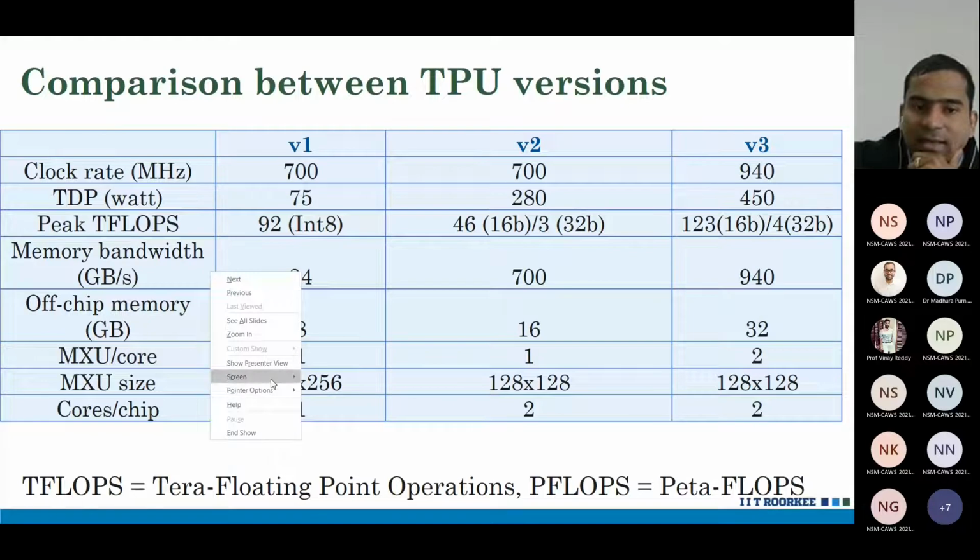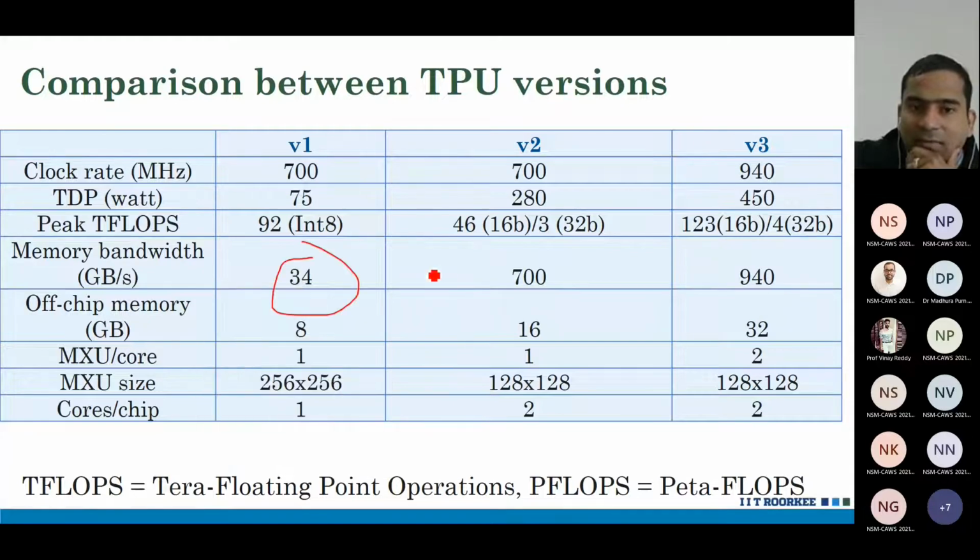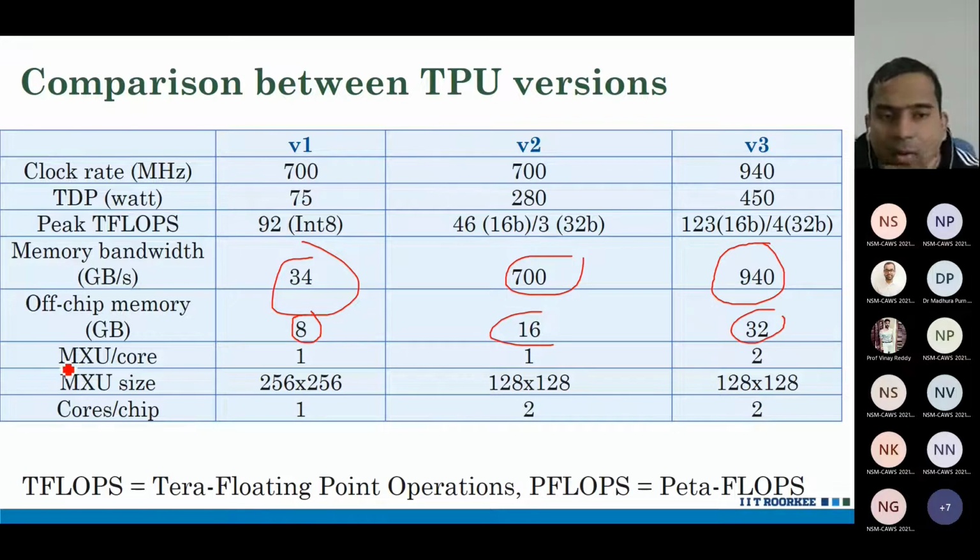Now here I see memory bandwidth increased a lot from 34 here, increased to 700 here and 940 here. As for the off-chip memory, here it is only 8 gigabyte, here it is 16 and 32. So there's a huge improvement. Now MXU is just the matrix multiply unit, so I will come back to it a little later. At least these are the overall outside visible parameters.